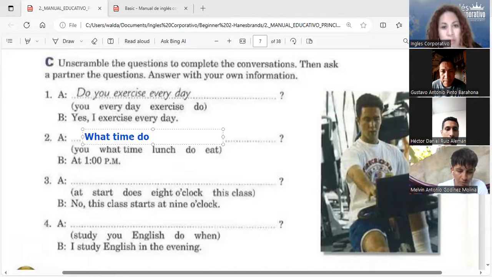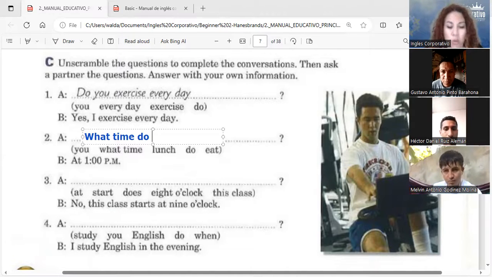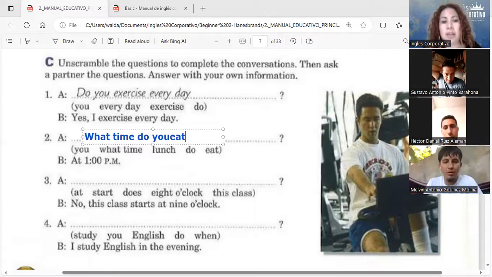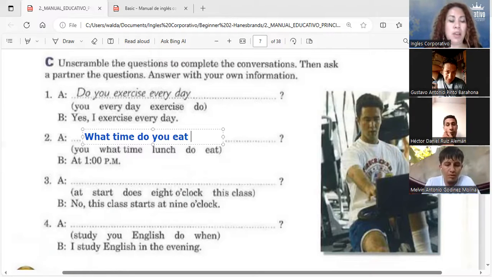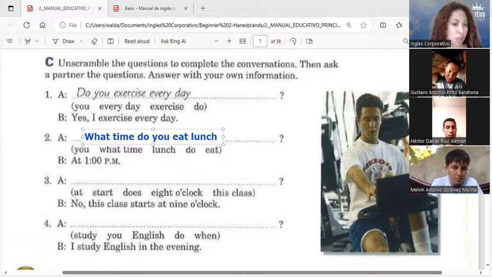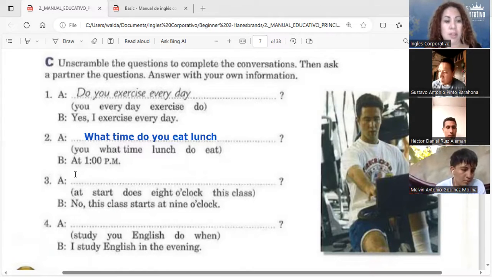Then the subject, what is the subject? You. Okay. And then the verb, right? Eat lunch. Good. Excellent. What time do you eat lunch? Next.